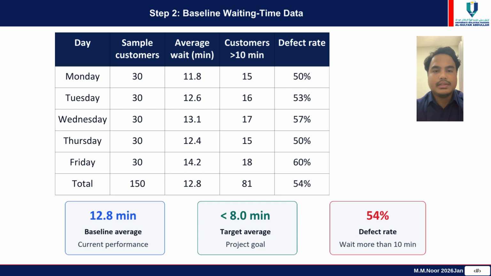Step 2. Baseline waiting time data. The baseline data was collected over 5 lunch periods with 30 customers observed each day. From the data, the average waiting time is 12.8 minutes, which is higher than the target of 8 minutes. Out of 150 customers, 81 customers waited more than 10 minutes. This gives a defect rate of 54%, showing that the current service process needs to be improved.